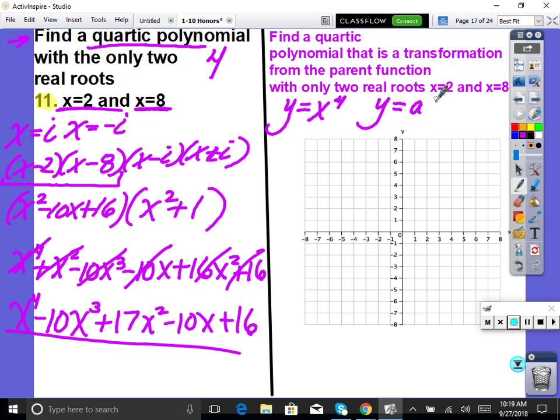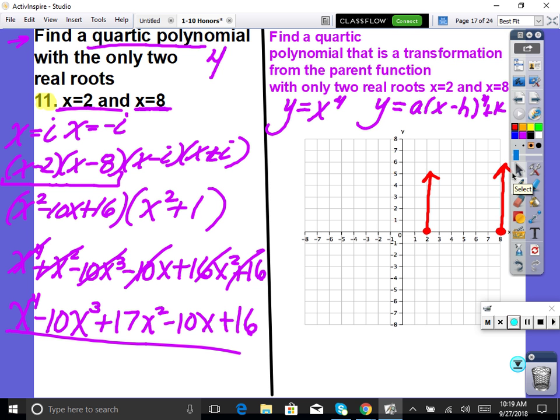y is equal to a times x minus h to the 4th plus k. So we need to figure out how to create this so that it only has 2 and 8 as the real roots only. So everybody look. Graphing it somewhat helps. Like starting with graphing the zeros. So if it's crossing at 2, it would cross right there. And if it's crossing at 8, it would cross right there. Correct? So we're going to have some quartic. We do get to create it still somewhat.